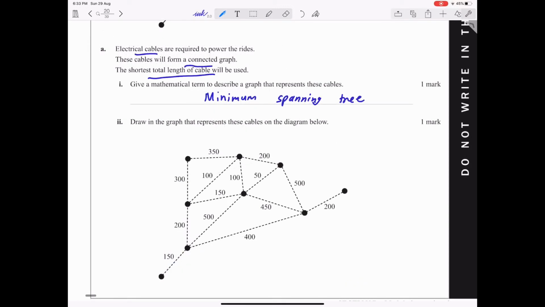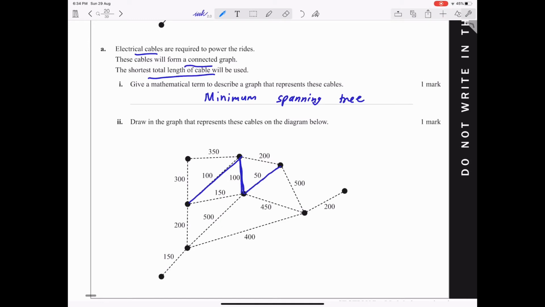Draw in the graph that represents these cables on the diagram below. So what I'd do is just start off with the smallest edge and then try to build along from that so that each vertex is connected by another edge. So from 50 we look for the smallest edge around it, which is 100. And then from either 50 or 100 we can look for the smallest edge that's around it, which is 100. And then from 100 we can look for the smallest edge that's around it. It's 150, but we wouldn't connect that to there because then you're forming a loop, and we know trees can't have loops. It's just the minimum length of the cables that can be connected so that all the vertices are connected by at least one edge.